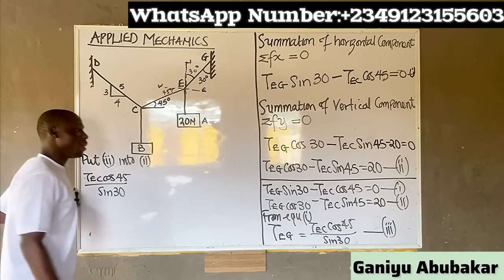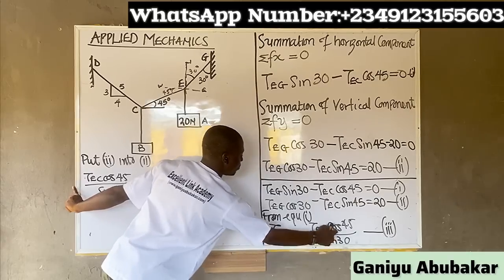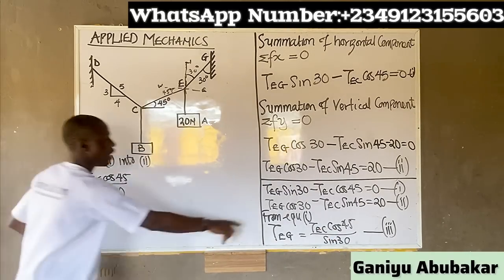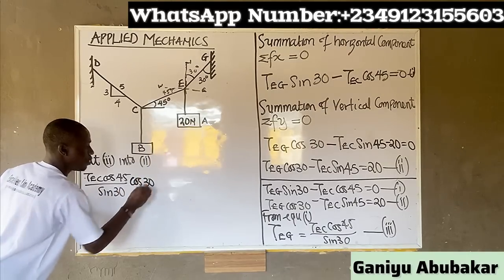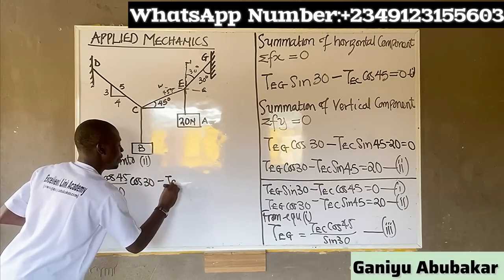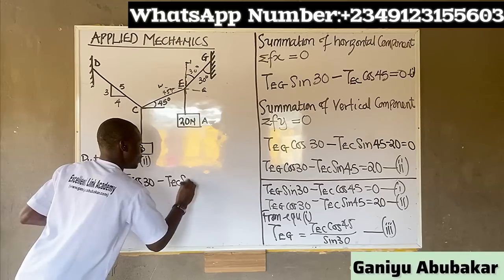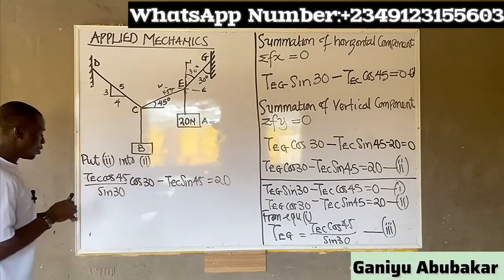So from here we send TEG. TEG is this expression. So this expression should be here as TEG. Then have a cos 30. That gives you cos 30. Then minus TEC, of course, 75 sine 45 equals 20.